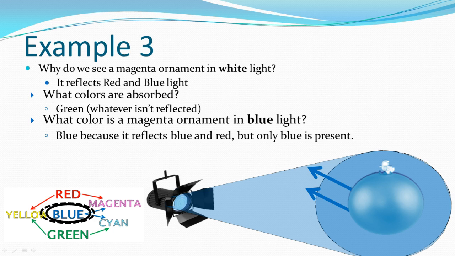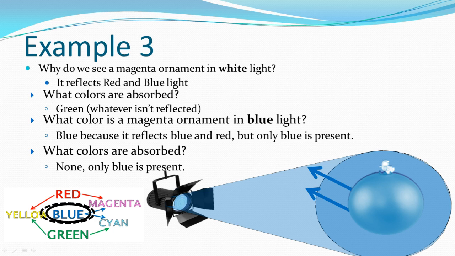If I was shining red light on it, this ornament would appear red because it can reflect red. So likewise, if I shine blue light on it, since it can reflect blue, it's going to appear blue. There's no color here to be absorbed because only blue is present. This particular ornament reflects red and blue and absorbs green. If I don't give it any green light, it can't absorb any green light. Just like if I don't give it any red light, it can't reflect any red light.